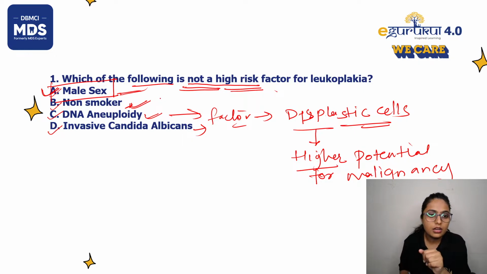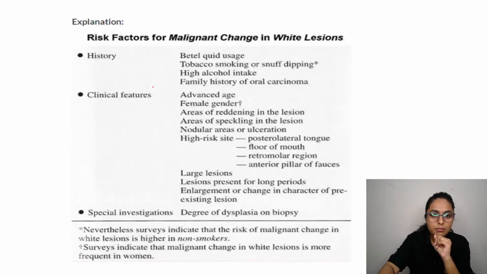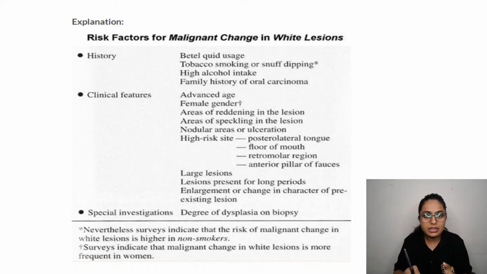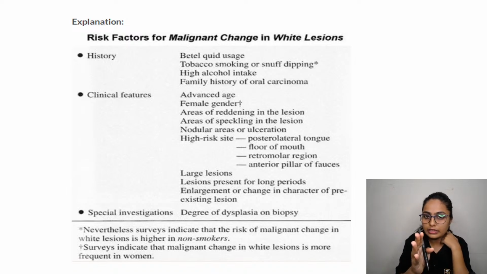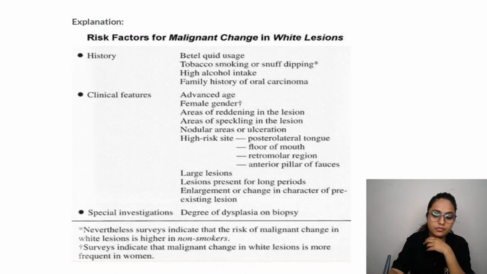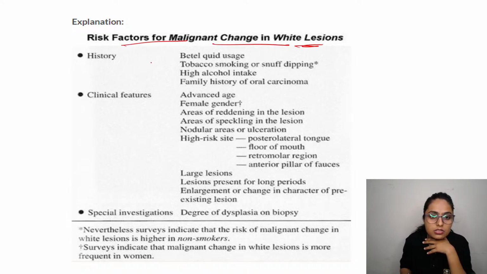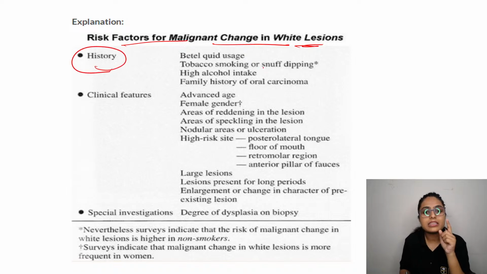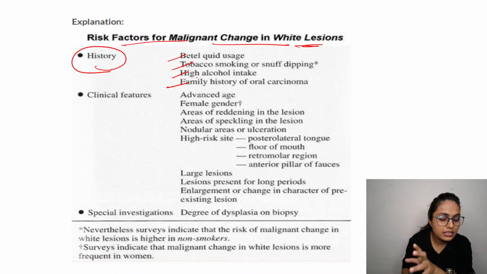for leukoplakia. All right, so I'll give you the table or chart that you should memorize, and then you will easily answer such kind of questions. So, risk factors for malignant change in the white lesions. Patient should have a history of tobacco: betel quid usage, tobacco smoking or snuff dipping, high alcohol intake, and family history of oral carcinoma are higher risk factors for such patients.